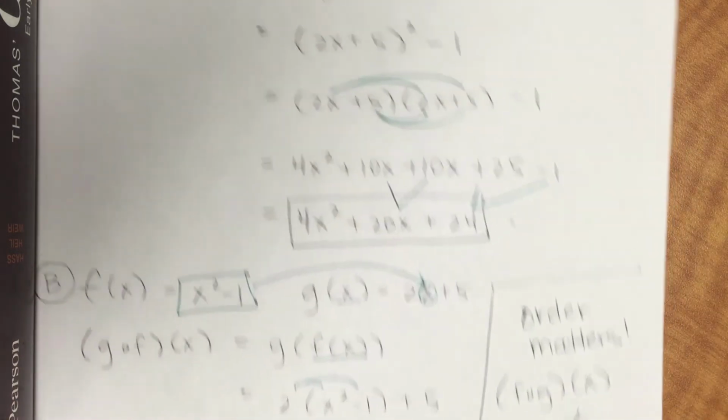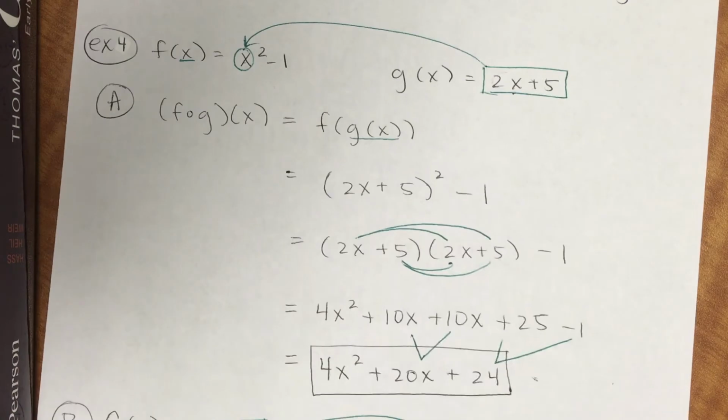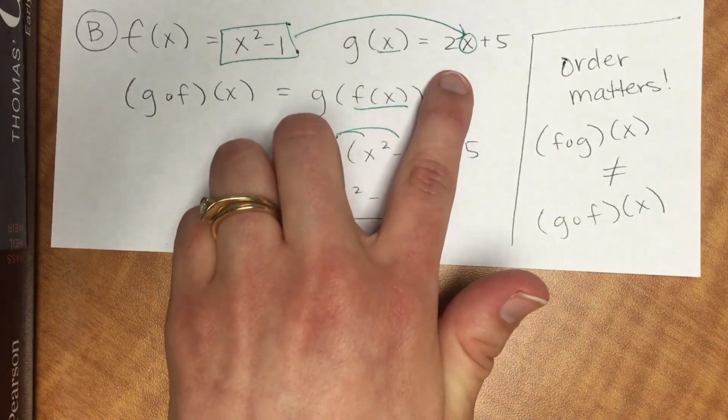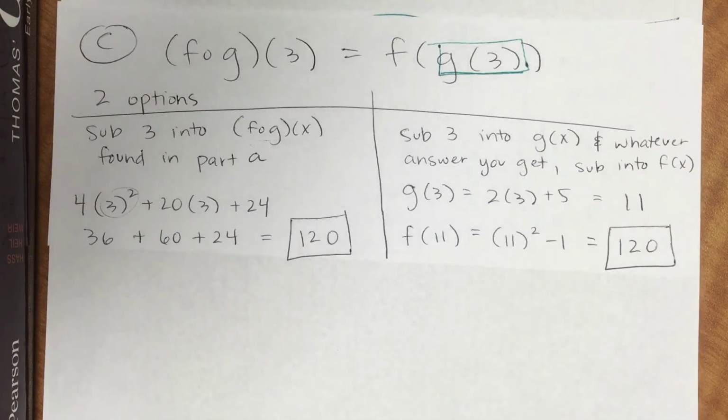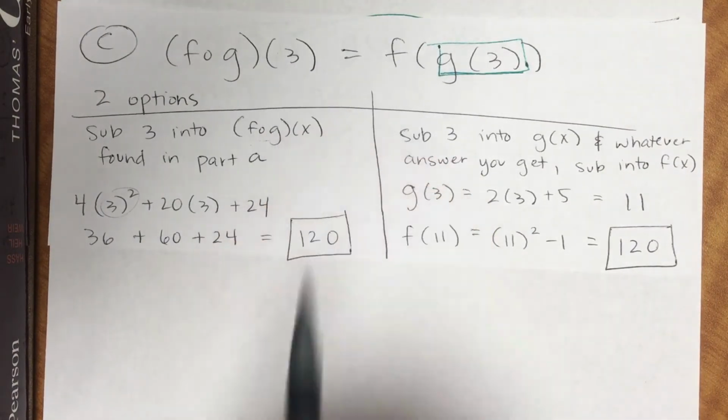Okay, so composition order matters. You put the whole function into the other one, or the whole function into the other one. And you can sub in specific numbers if you wanted to, but you don't have to. Well, you do have to if the problem gives you a number to plug in.